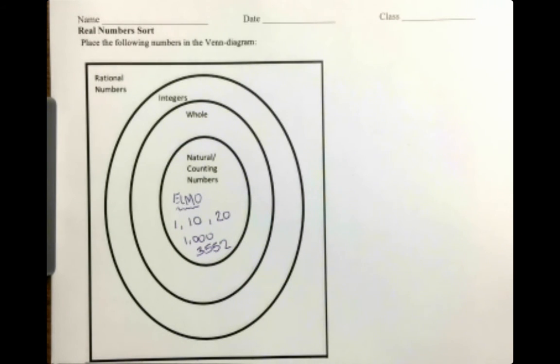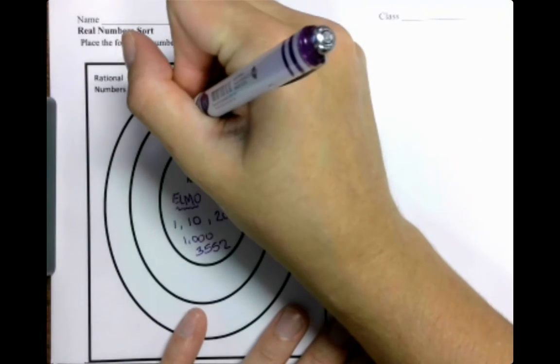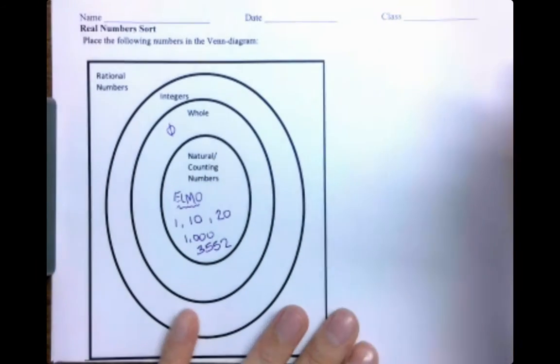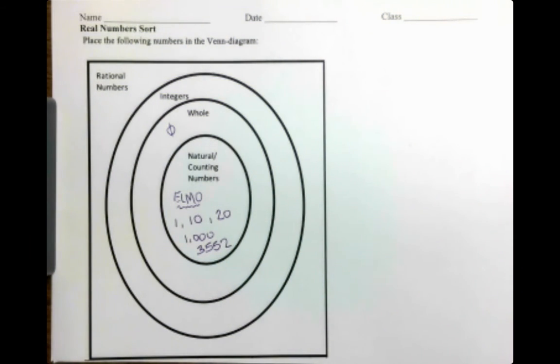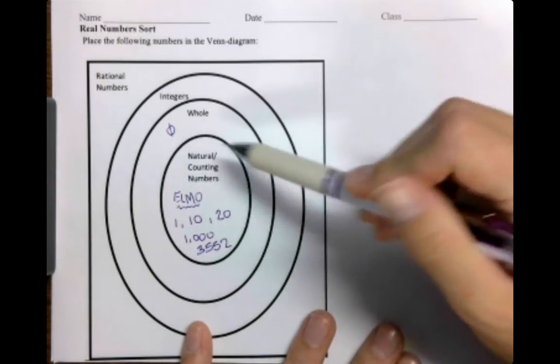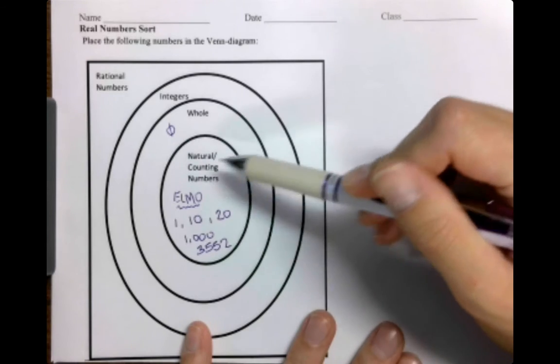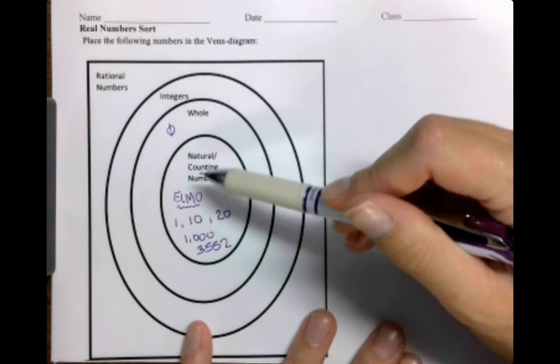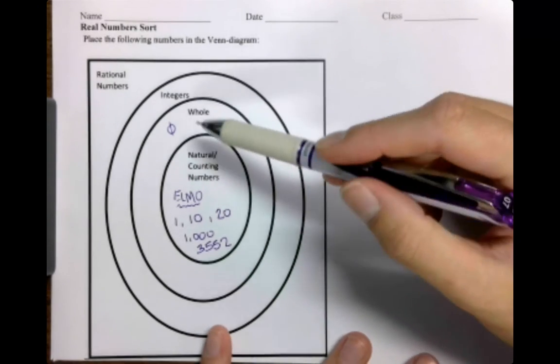Whole numbers are counting numbers and zero. The only difference is Elmo doesn't count zero things because that confuses little kids. All right. So Elmo counts all positive numbers with no decimals, no fractions, all that stuff. Whole numbers just add in zero.